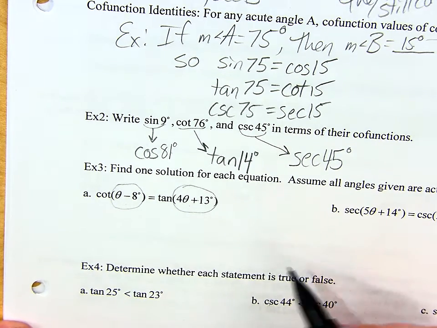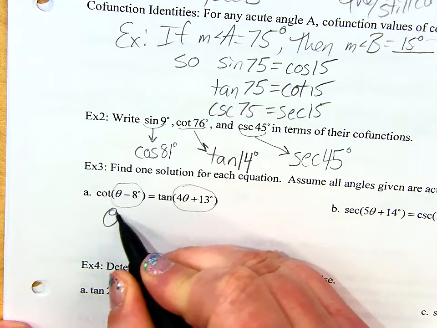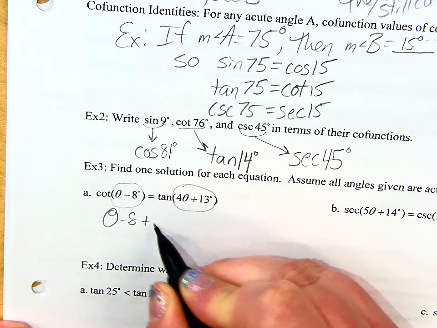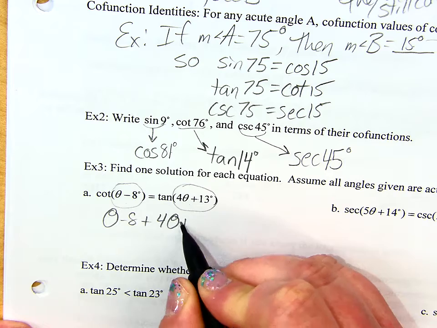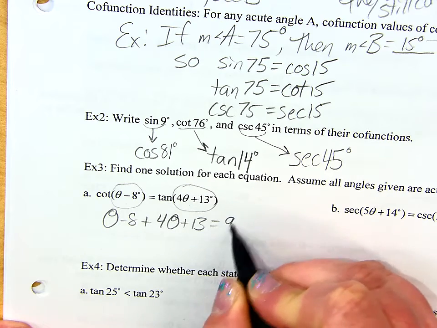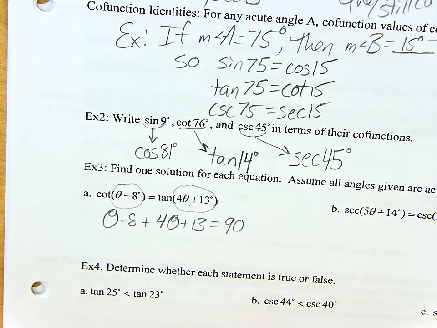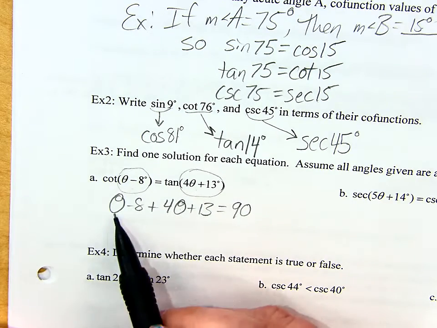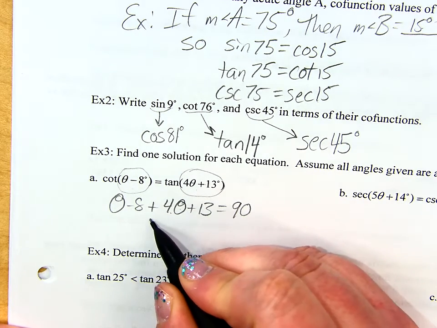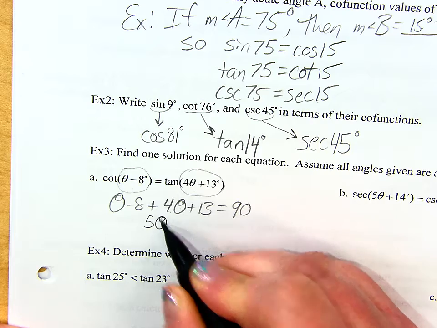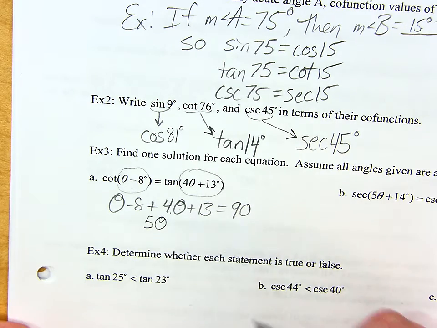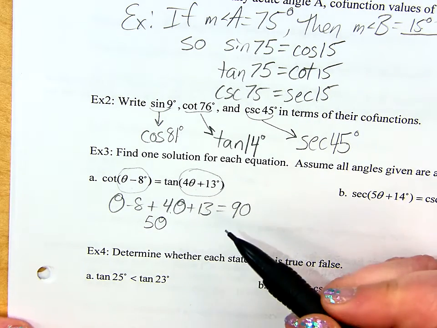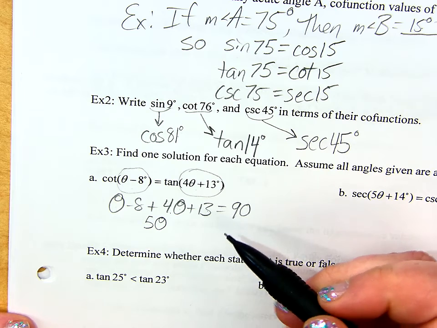So to solve this problem, I do theta minus 8 plus 4 theta plus 13 has to equal 90. Remember, ladies and gentlemen, that theta is literally just like an x. So if those were x's, if it was x and 4x, wouldn't I just get 5x? But it's not x, it's a theta, so I just write a theta instead. Negative 8 and 13 is, what, 5?